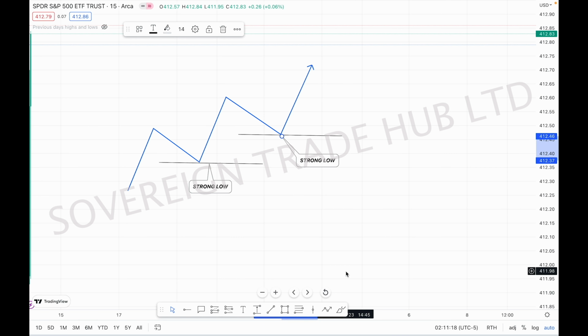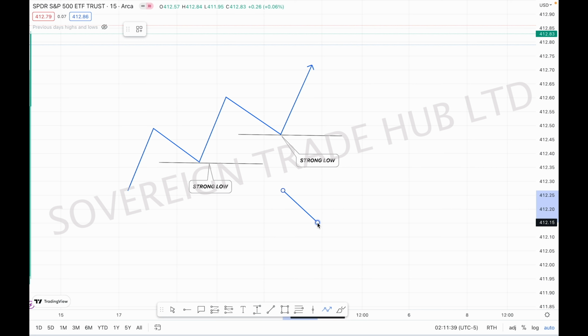Okay. In a bullish trend, every break of structure to the upside creates a strong low. Please take note of this, and let me put up another diagram.